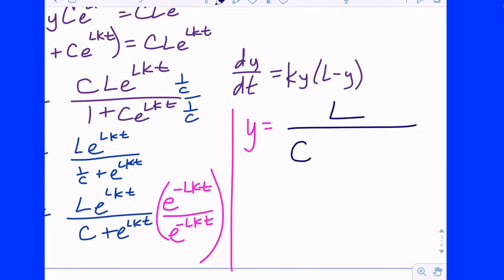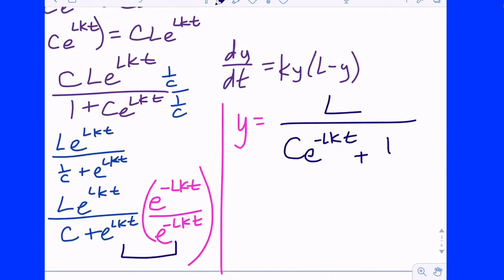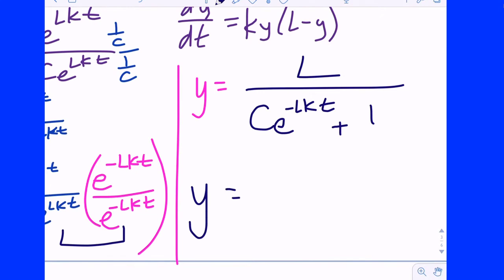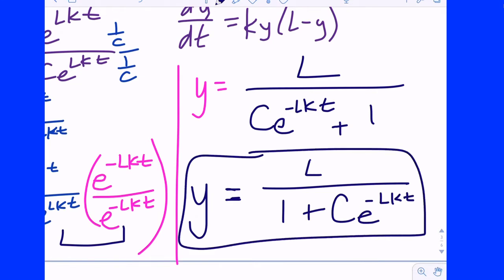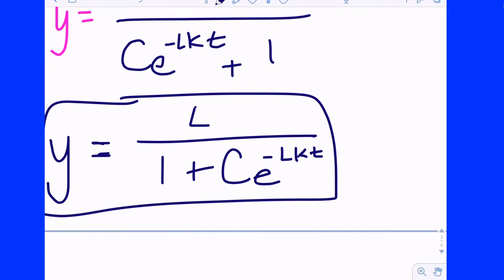C, if I distribute in the bottom, C times e to the negative LKT plus, what do I get when I multiply those together by adding their exponents? I get plus 1. Oh, I'm liking that. So here we go. Just with a little rearrangement now, I get y equals L over 1 plus C times e to the negative LKT power. And that is the one that I think is pretty easy to memorize. A lot easier than the other version.